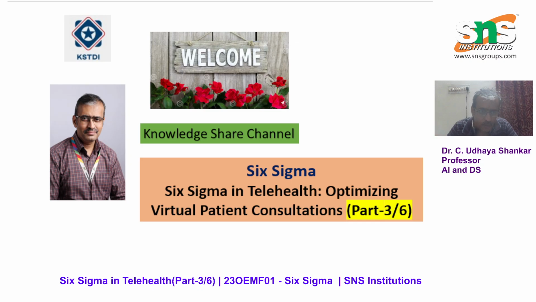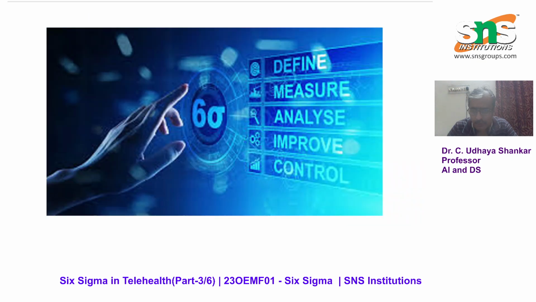Now, as you all know, we were discussing the DMAIC architecture, which is widely used in almost all the Six Sigma concepts. That is define, measure, analyze, improve, and control. This is where we stopped. In short, it is called DMAIC.